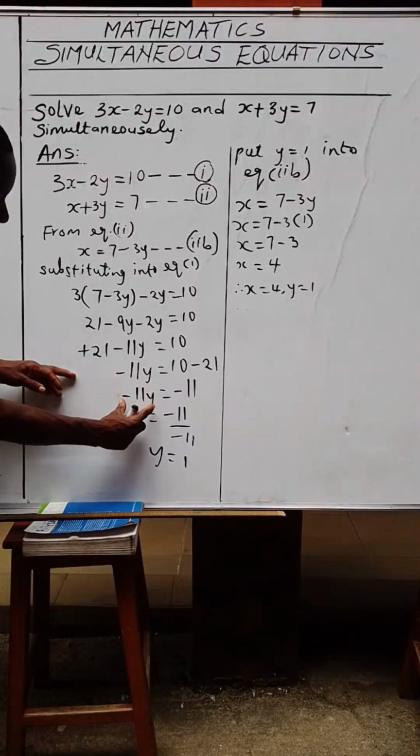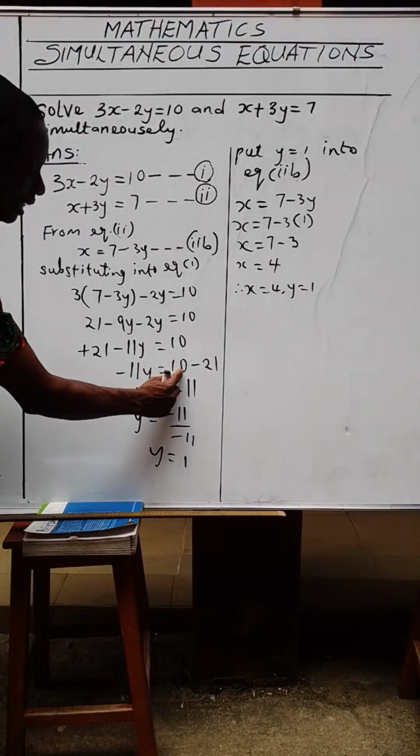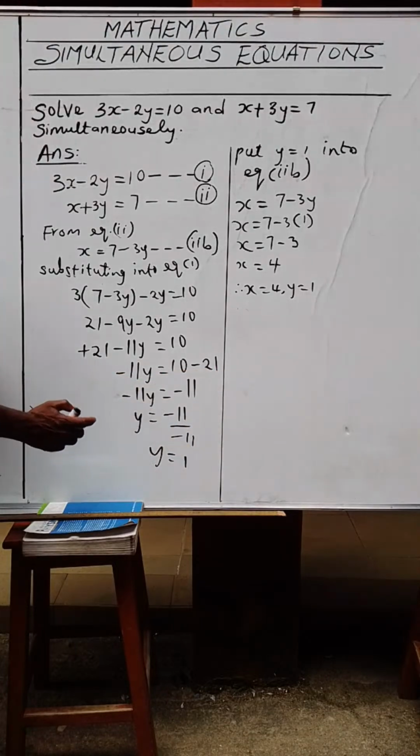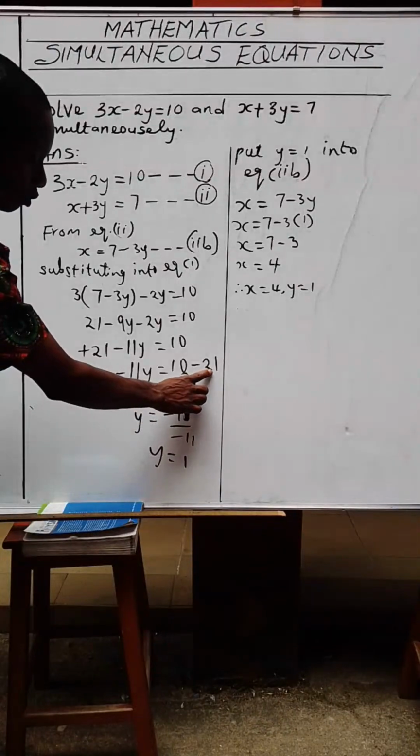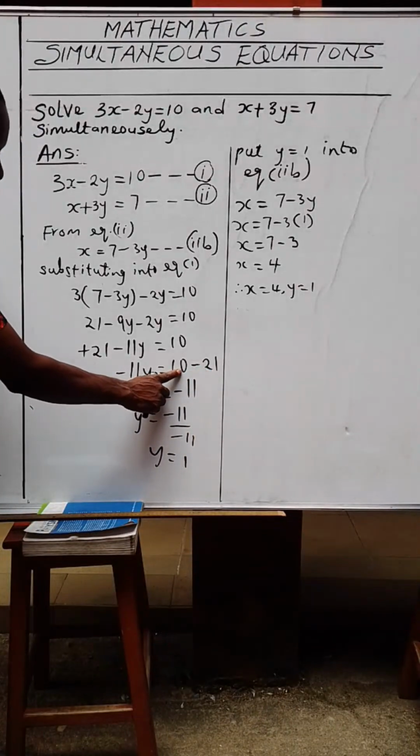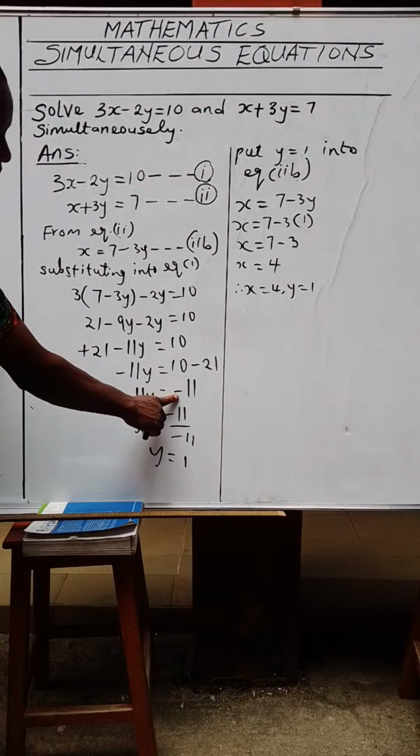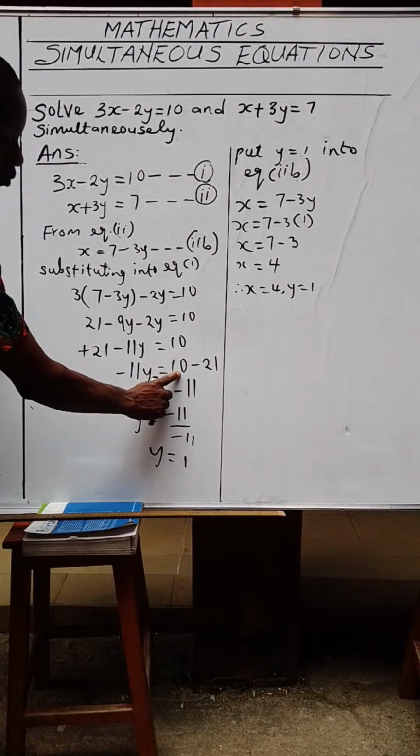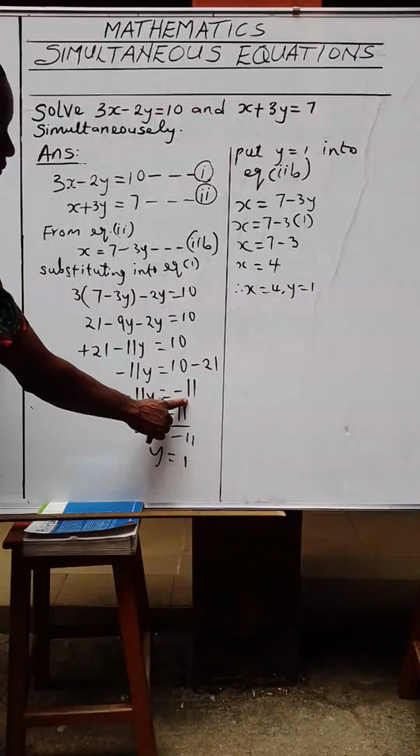So this gives us minus 11y, just bring down minus 11y here, equals 10 minus 21. The implication is that we are subtracting a bigger number from a smaller number, which means there will be a negative sign on the result, okay? Then the difference between these two is 11.